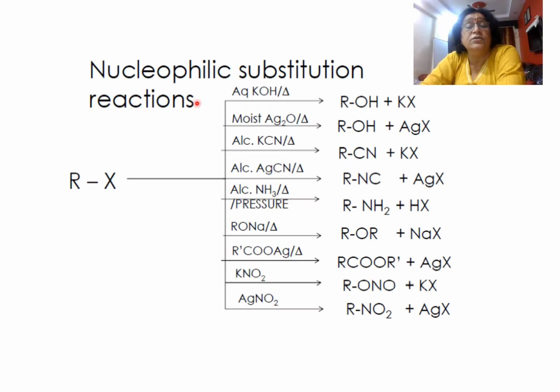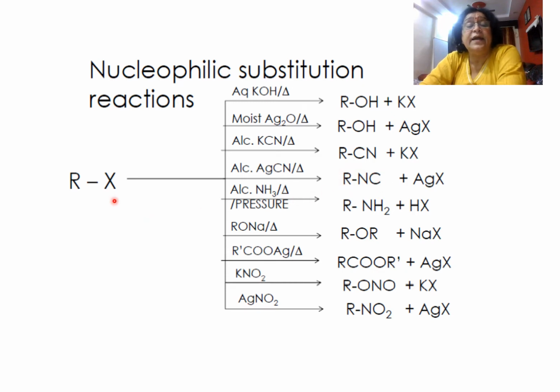So in short, now let me just summarize. I've summarized all the reactions here. So this alkyl halide, when reacted with aqueous KOH heated, what do you get? ROH plus KX. When it is reacted with moist silver oxide, you get ROH plus AgX. What is ROH? Alcohol. So alkyl halide forms alcohol when reacted with aqueous KOH, aqueous NaOH, or moist silver oxide. Okay. Then alkyl halide when reacted with alcoholic KCN and heated gives alkyl cyanide. But when it reacts with alcoholic AgCN, it forms alkyl isocyanide.